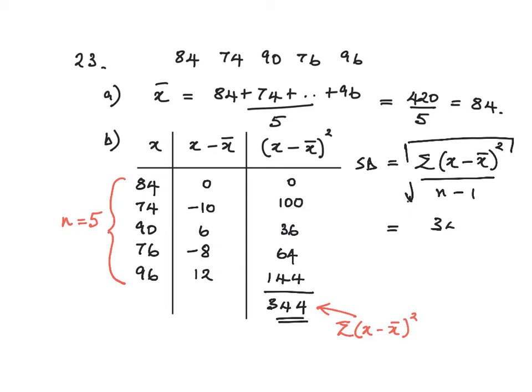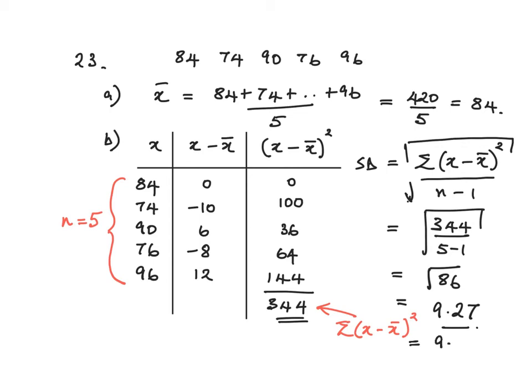So 344 over 5 take away 1. Don't forget to square root. 344 divided by 4, it's 86, square rooted. And we get 9.27. Now, we're asked to give the answer correct to one decimal place, so that is of course 9.3 pence.